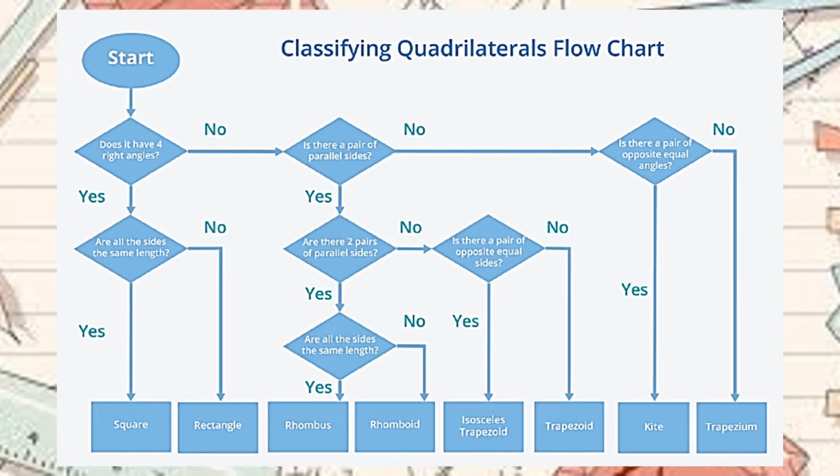We have here the classifying quadrilaterals flowchart. You can use this para ma-distinguish ang pagkakaiba-iba ng ating mga quadrilaterals. By answering the questions given, having yes or no, ma-identify ninyo kung anong characteristic or distinguishable properties ng bawat quadrilaterals. So, meron tayo ditong square, rectangle, rhombus, rhomboid, the isosceles trapezoid, the trapezoid, the kite, and the trapezium.